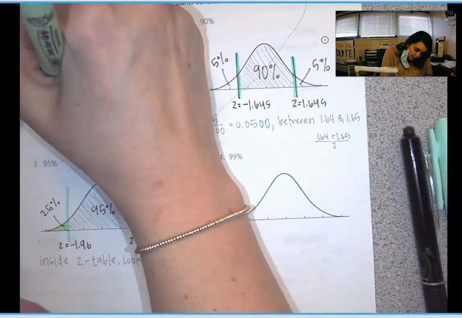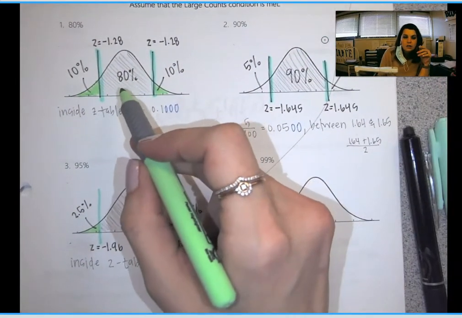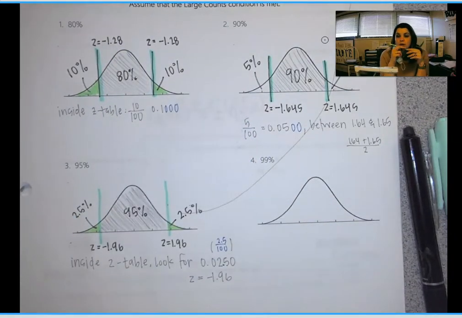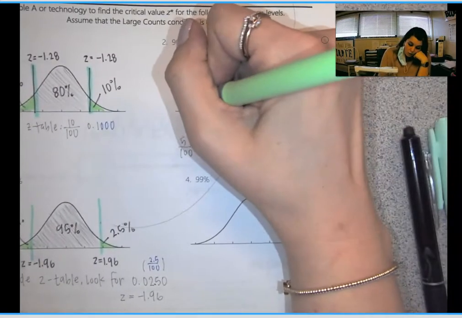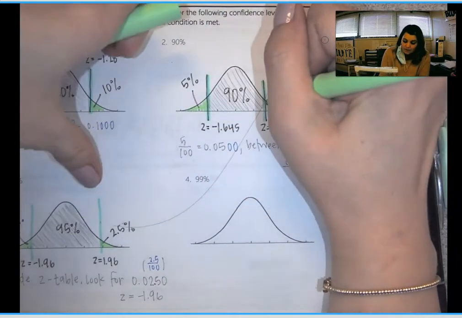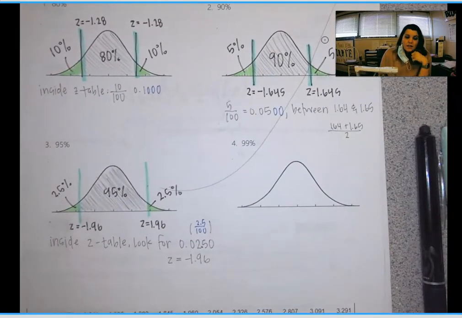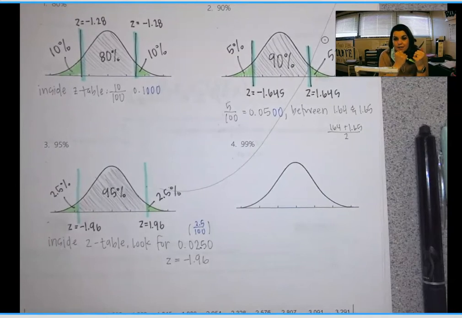So we can say with confidence that 80% of our samples will be within 1.28 standard deviations of the true value. 90% of our data will be within 1.645 standard deviations of the true value. And 95% of our data will be within 1.96 standard deviations of the true value.